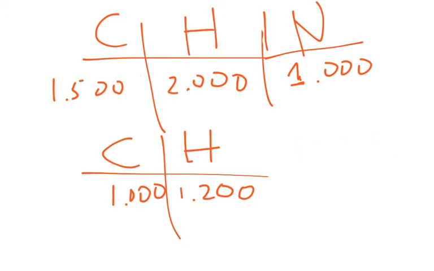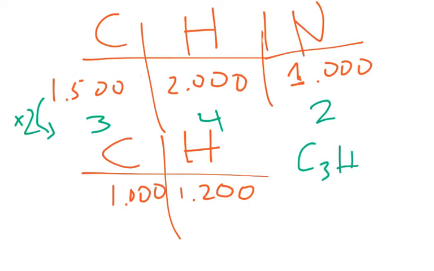You want whole number ratios for your molecular formula or your empirical formula. So you have to make it so that happens. So we could scale things up. We could multiply everything by 2. And we know that 1.5 times 2 is 3, 2 times 2 is 4, and 1 times 2 is 2. So our true empirical formula would be C3H4N2.